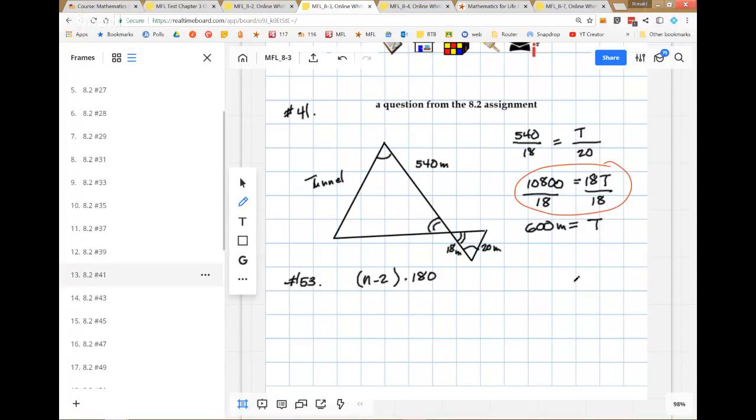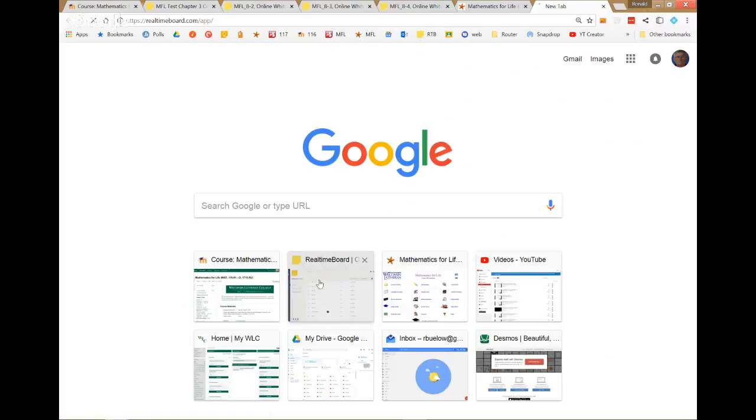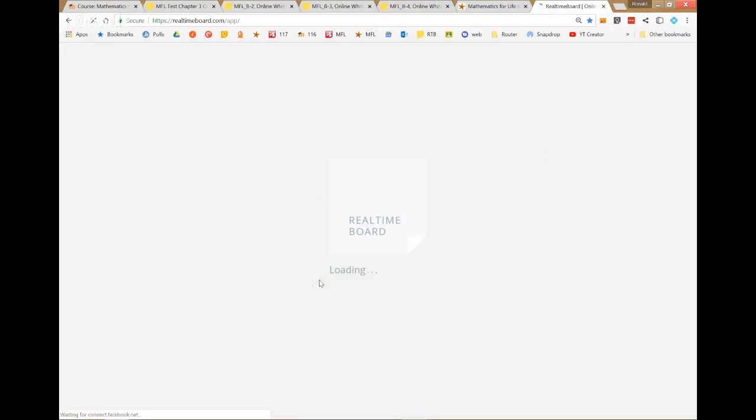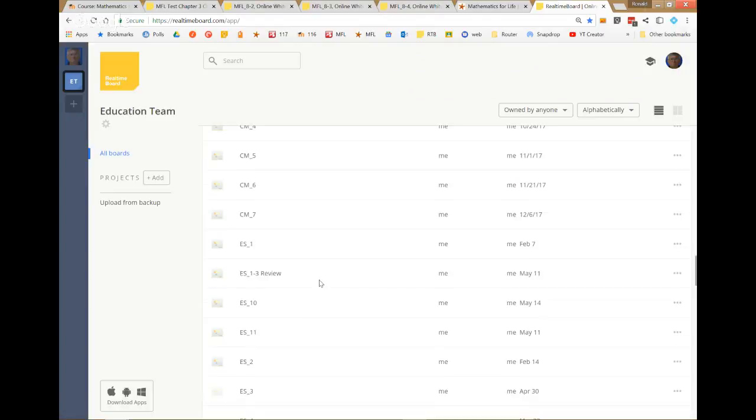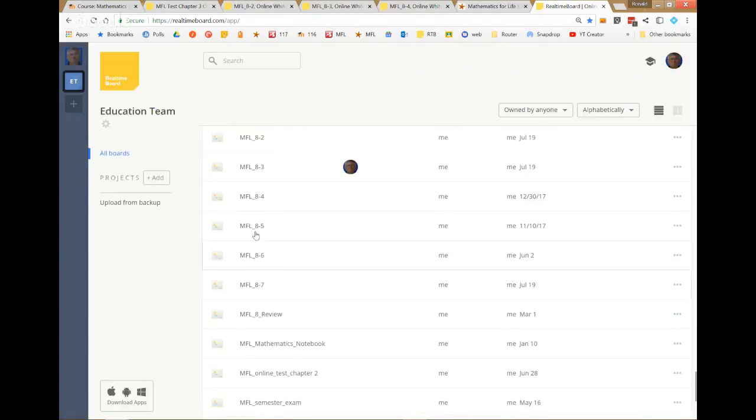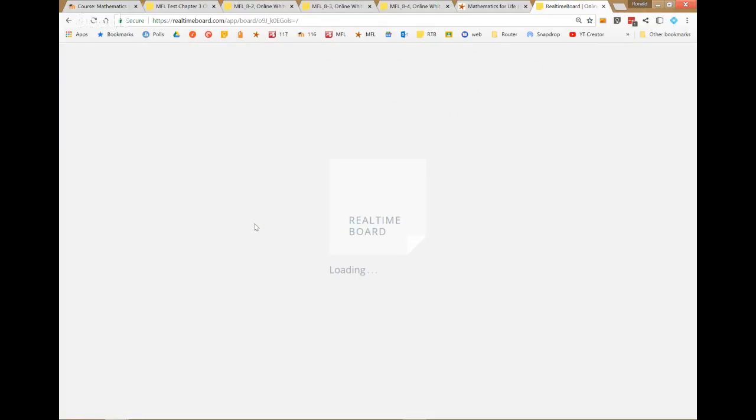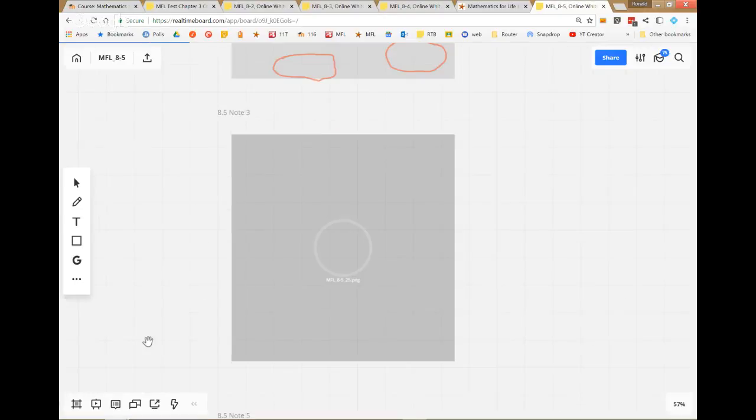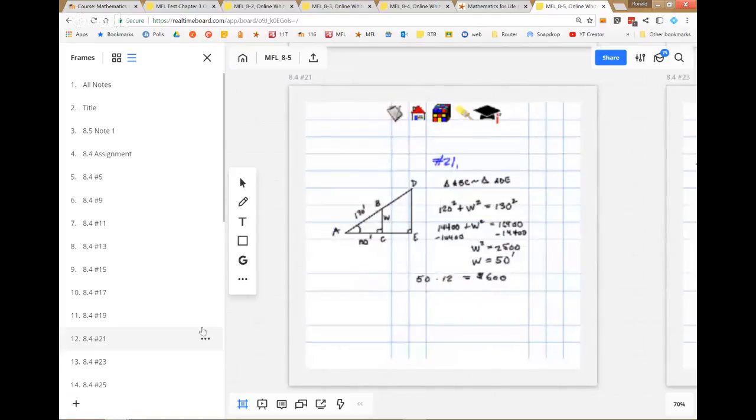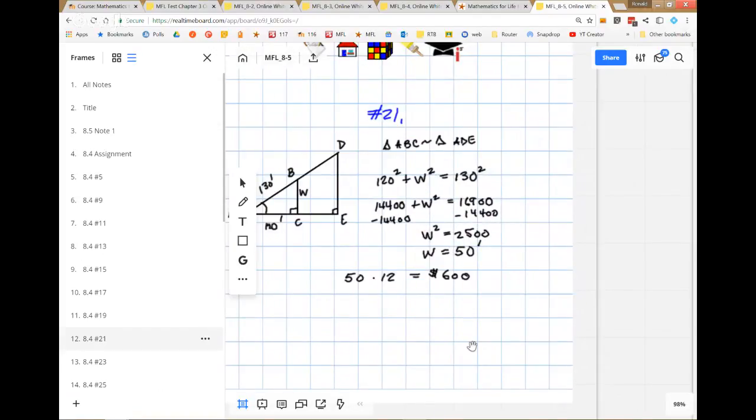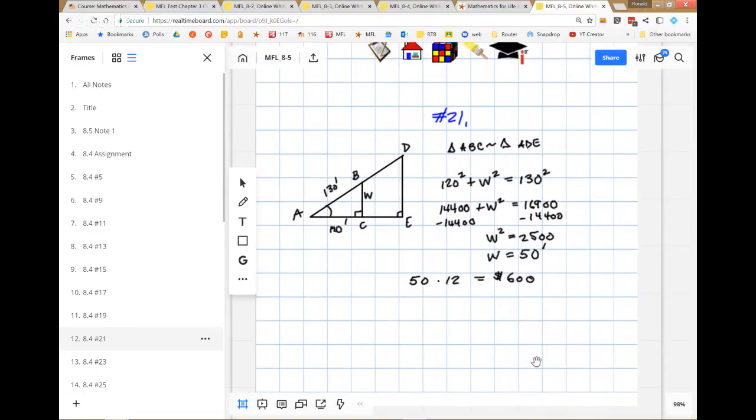Can we do 8.4, 21? Okay. 8.4. I'm going to have to load a file for that. Okay. Okay, here's 21. 8.4.